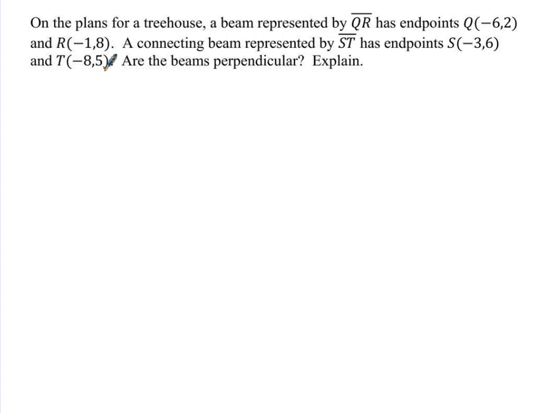So what this is saying is, I got this beam QR. Maybe it's doing this. And then I got this connecting beam ST. So maybe this is Q here. And maybe this is R. And then I have this other beam that's going to come in and connect. Maybe it connects like right there. And they're calling that ST. Okay? We're trying to figure out if these beams are perpendicular or not. Now, since they've given me coordinates, based on the way I drew it, it looks like it's perpendicular, right? But I didn't use the coordinates at all. I didn't do any math. This is just a sketch to show you what it is that they're saying.